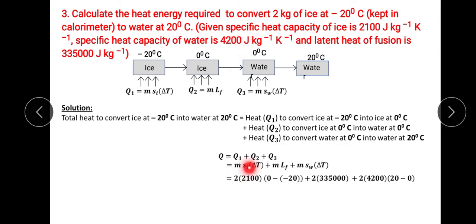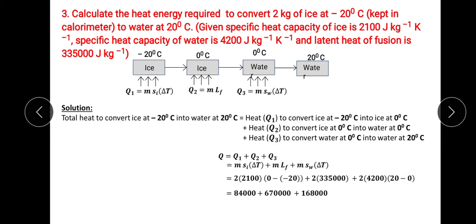Mass is 2 kg, SI is this, delta T, the change in temperature in this step is from minus 20 to 0, means 0 is the final temperature, minus 20 is initial temperature, therefore 0 minus of minus 20, plus latent heat of fusion and mass, they are substituted as it is, plus mass is again 2, SW, the specific heat of water is 4200, and the change in temperature of water from 0 to 20, 20 is final temperature, 0 is initial temperature, therefore 20 minus of 0.